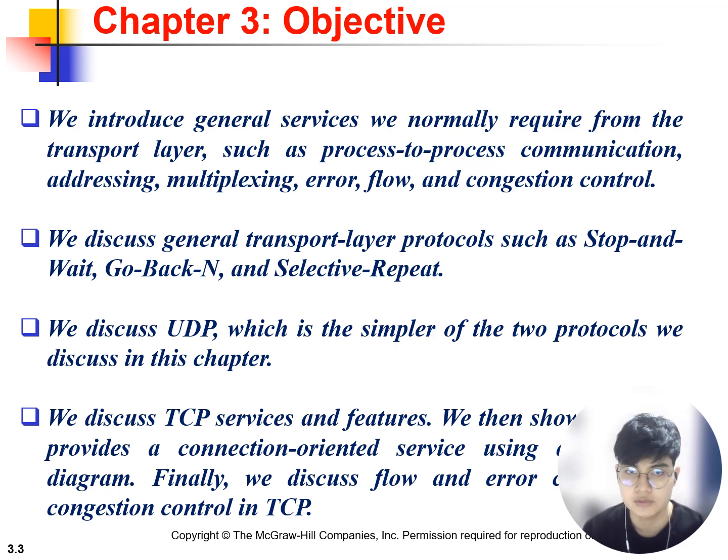We discuss UDP, which is the simpler of the two protocols we discuss in this chapter. We discuss TCP services and features. We then show how TCP provides a connection-oriented service using a transition diagram. Finally, we discuss flow and error control and congestion control in TCP.